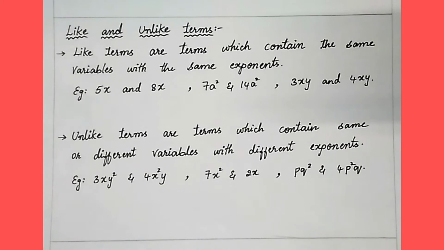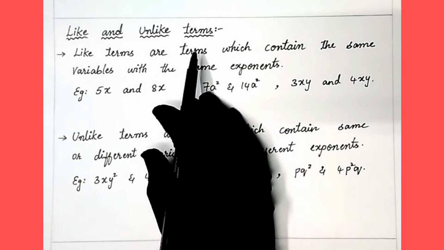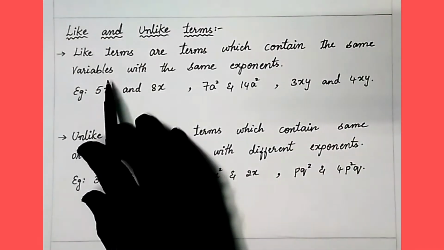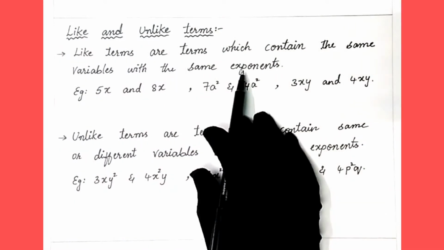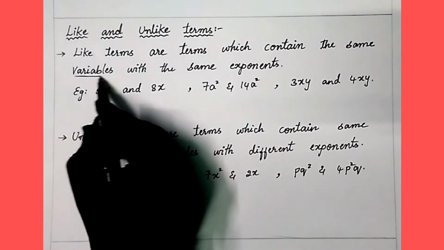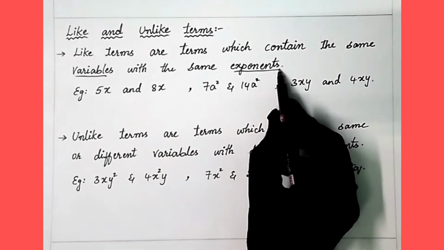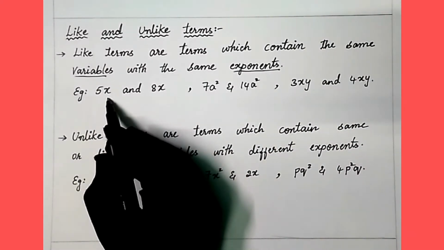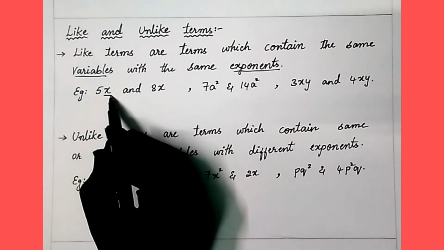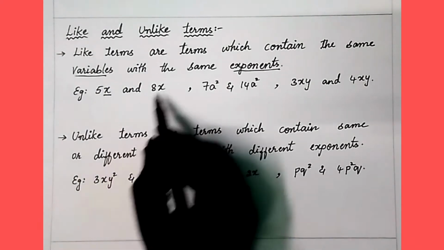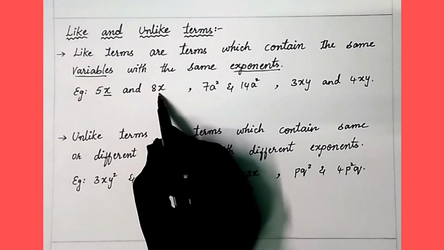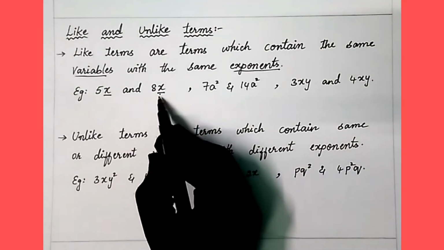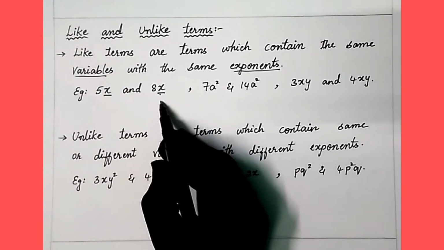Next concept is like and unlike terms. Like terms are terms which contain the same variables with the same exponents. We know the variables. Now what are exponents? Exponent is nothing but power. Like here we have one example, 5x. We have x here as a variable, and next is 8x. Here x is also a variable. So in this we have the same variable.